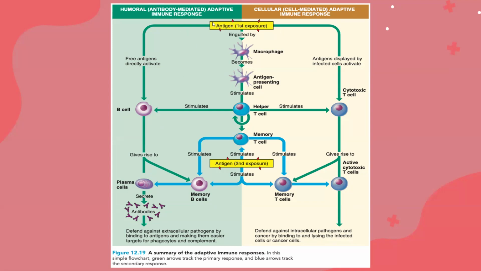So on the first exposure with the antigen, some of the free antigens will directly activate the B cell, while some will be displayed by infected cells, and they will activate the cytotoxic T cells. The antigens may also be engulfed by our phagocytes like macrophages, and those macrophages become antigen presenting cells. Antigen presenting cells are basically the ones that will present the evidence for these criminals that are there. So, sila yung magrepresent na, uy, meron palang nag-infect sa body. Then, it will show the other cells.